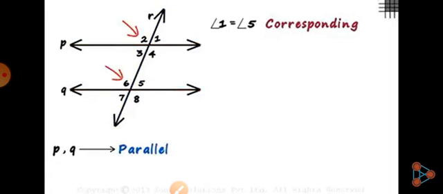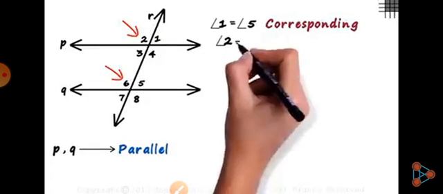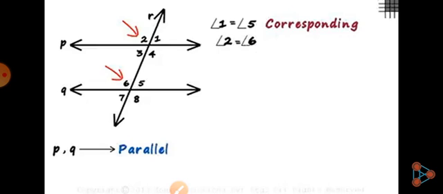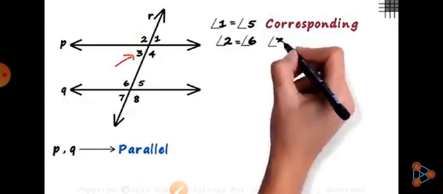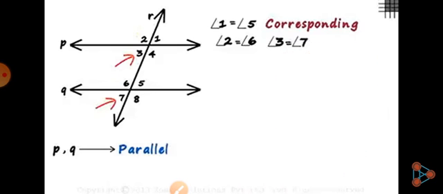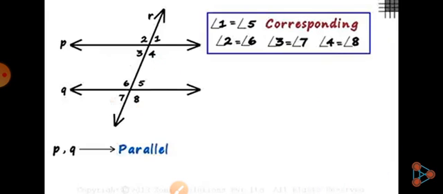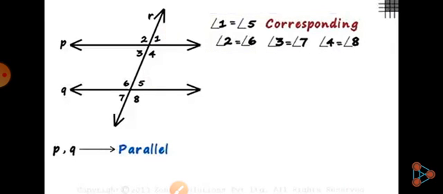2 and 6 form a corresponding angles pair, so angle 2 will always equal angle 6. You can even look at the figure and observe that they are equal. Similarly, angle 3 will equal angle 7 and angle 4 will equal angle 8. These are the four pairs of corresponding angles that are formed. 1 and 5, 2 and 6, 3 and 7, 4 and 8.